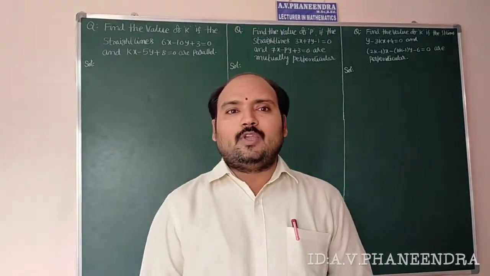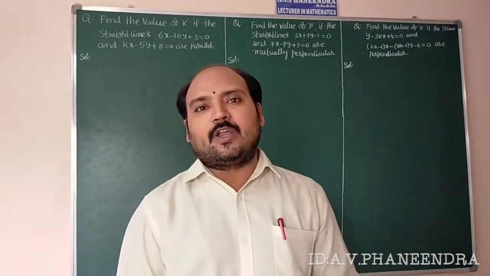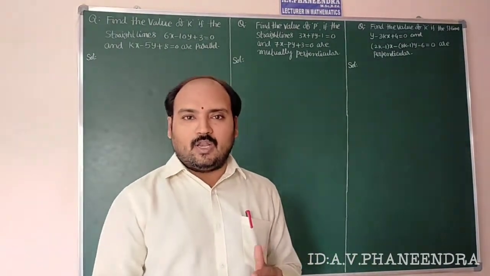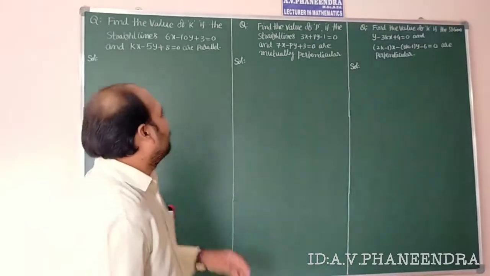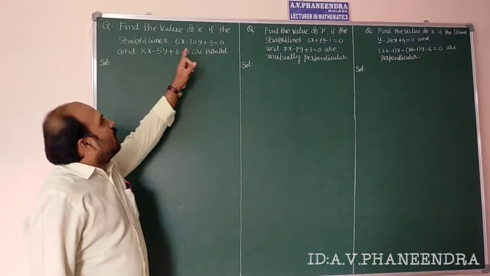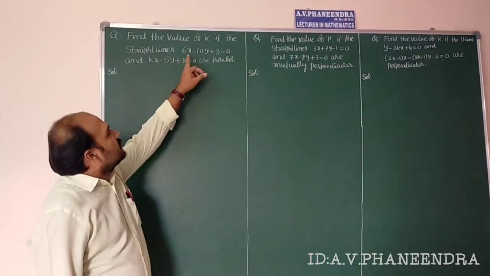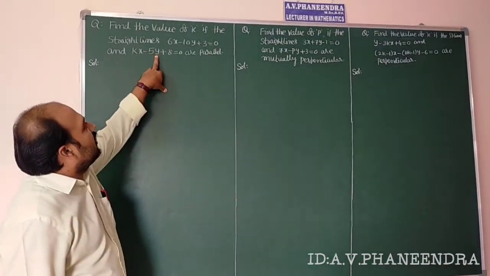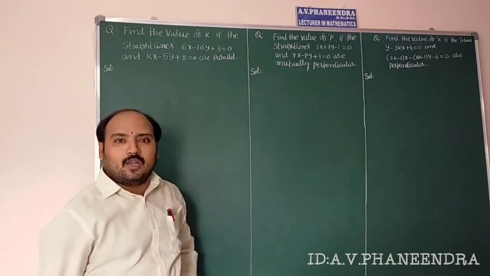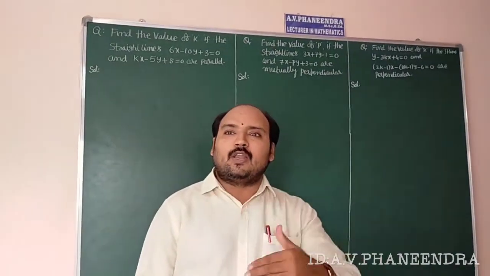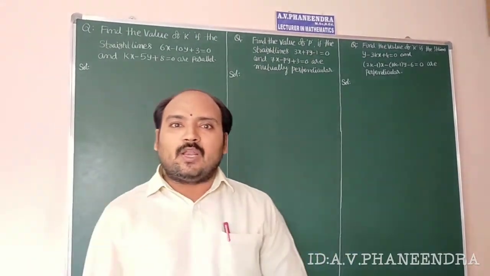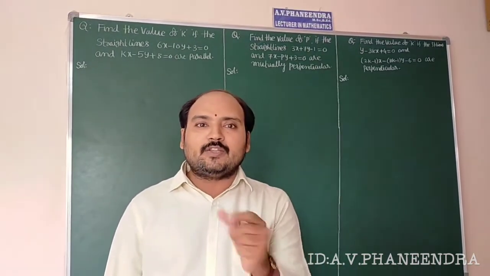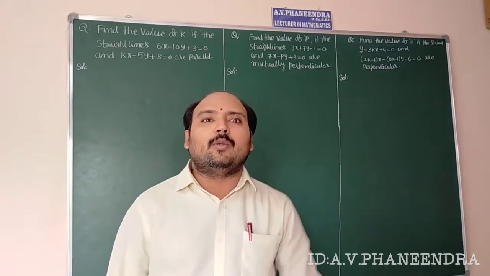This video is an extension part of the previous straight lines video. We are going to discuss parallel and perpendicular condition based questions. First question: find the value of k if the straight lines 6x minus 10y plus 3 equal to 0 and kx minus 5y plus 8 equal to 0 are parallel. Here the condition is parallel. When the lines are parallel, their slopes are equal. That means the condition we apply for this problem is m1 equal to m2.